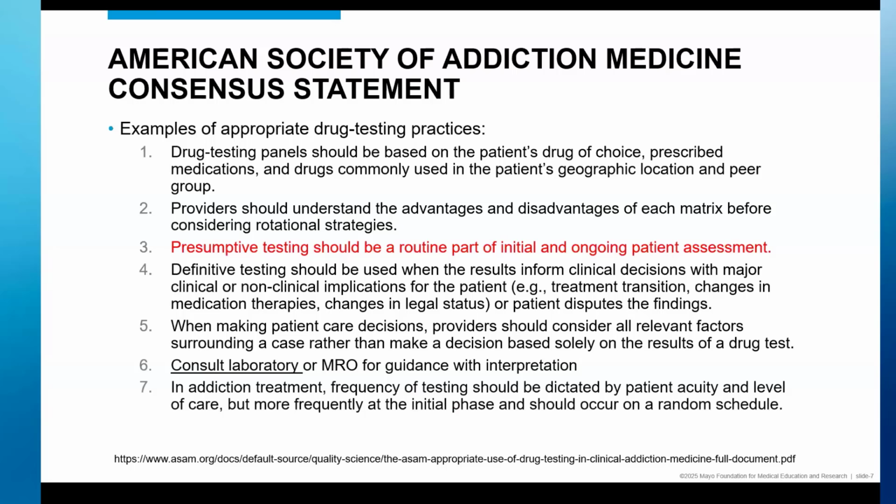And lastly, the frequency of testing should really be dictated by the patient acuity and level of care. So typically this means at the beginning of the treatment phase through addiction management, you're going to be testing a little more frequently. And then as the patient is being successful and adherent to that program, it can occur on a much more random and less frequent basis throughout the remaining course of treatment.